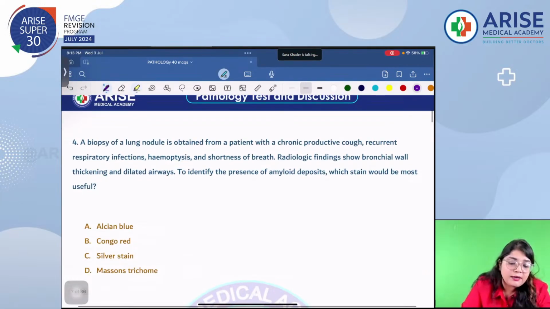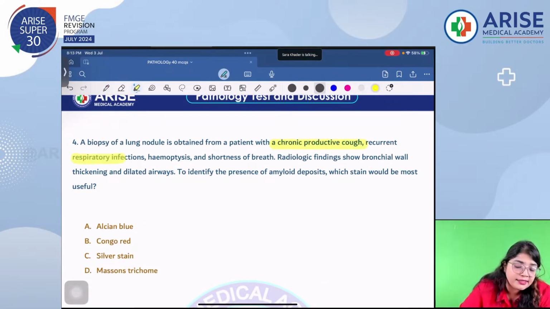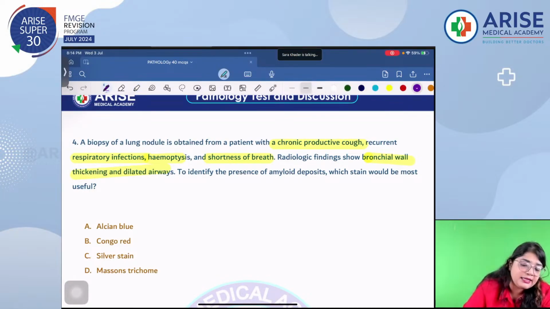Look at this. A lung biopsy is obtained from a patient with chronic productive cough, recurrent respiratory infection, hemoptysis, and shortness of breath. Now, what do you see here? You see bronchial wall is thickened and dilated airways. So can anybody tell me what must be the diagnosis where there is dilatation of the bronchi? Most likely diagnosis is bronchiectasis.